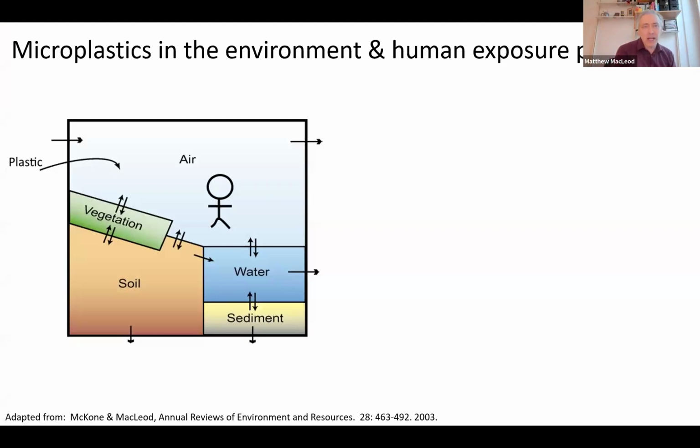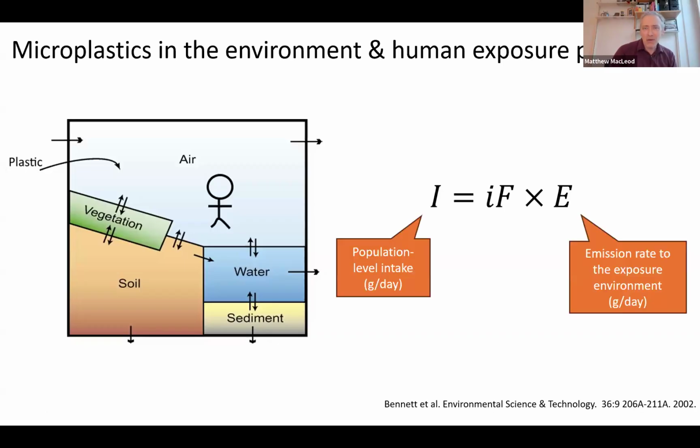The general topic today is microplastics in the environment and human exposure pathways. And if you draw a really simple picture of that, it's this. We have an environment, an exposure environment. We have people living in that environment and plastic coming in. And exposure to environmental pollution is something I've been thinking about my whole professional career. This is a figure that I adapted from a paper from over 20 years ago that I did together with my postdoctoral supervisor, Tom McKone, at the Lawrence Berkeley Lab.